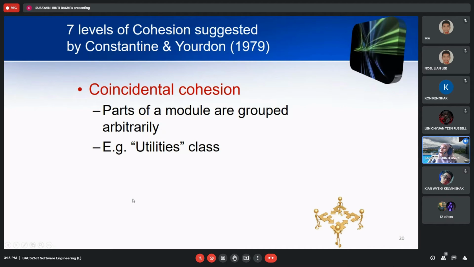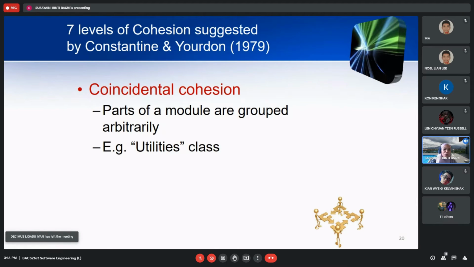Okay, so coincidental cohesion is the worst. The first level, which is the worst cohesion level. Coincidental cohesion is when parts of a module are grouped arbitrarily. For example, you group all of your modules not because of their function, but arbitrarily. Even though they are not related to each other, you group them all in one utility class.